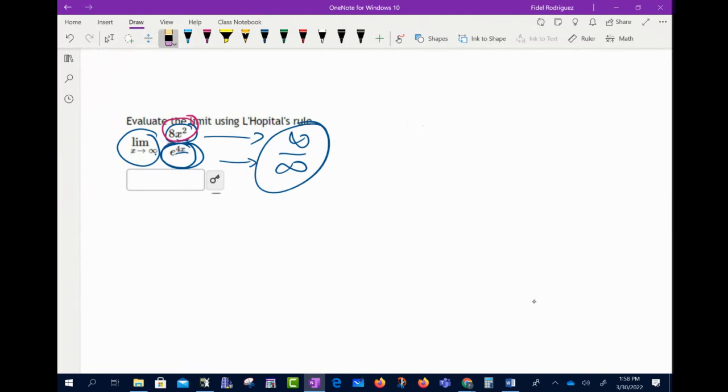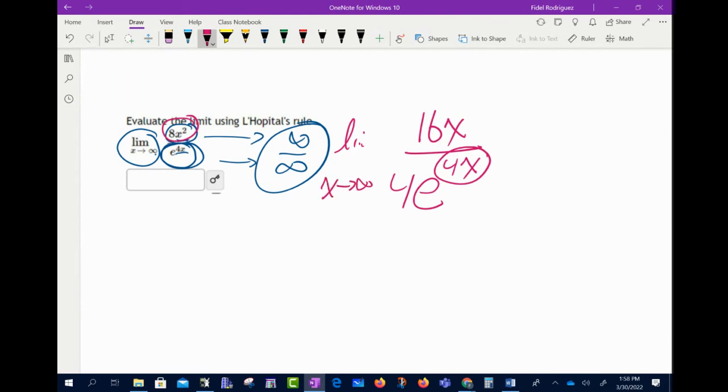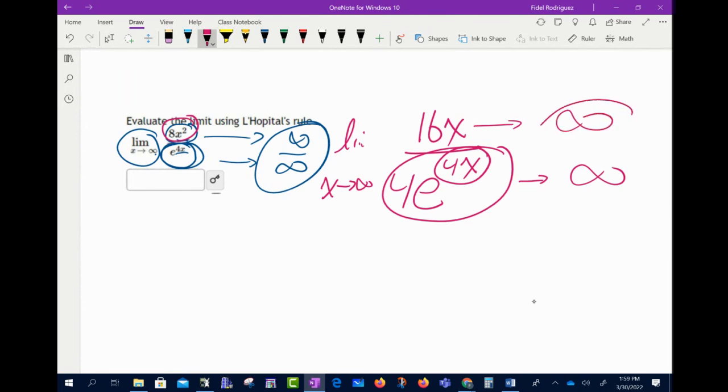16x, very good. So let me write that down here. 16x. Okay, what's the derivative of e to the 4x? Give me a hint. E to the 4x, you got to take the derivative of the exponent. There we go. Okay, now, guys, I'm going to take the limit again as x approaches infinity. Is this still going to get really, really big on the bottom? Yeah. Is this still going to get really, really big on the top? Yes, it is. This is still indeterminate. So you know what we do? We do it again. Okay?